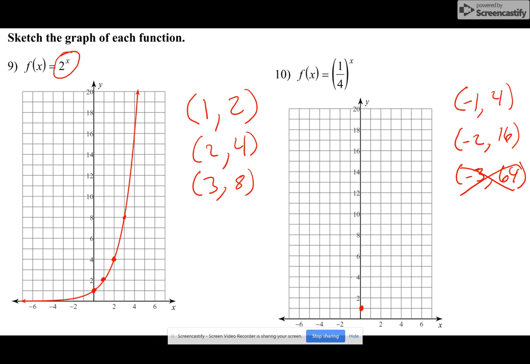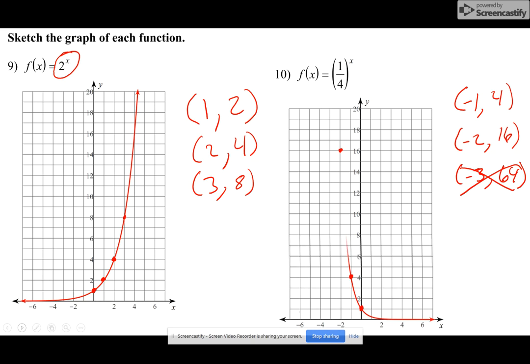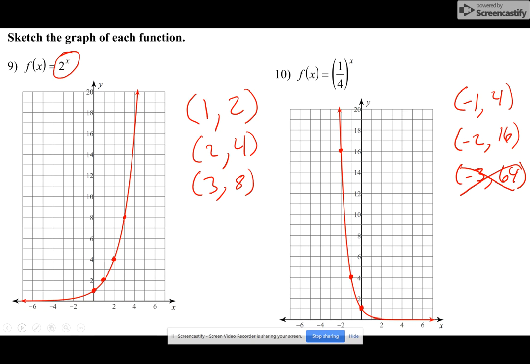Negative 1, 4; negative 2, 16. So I have a very good idea how my graph looks. And there you go.